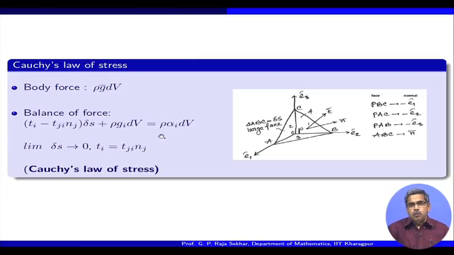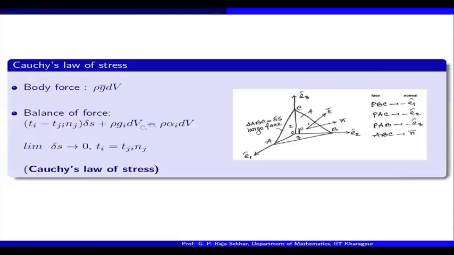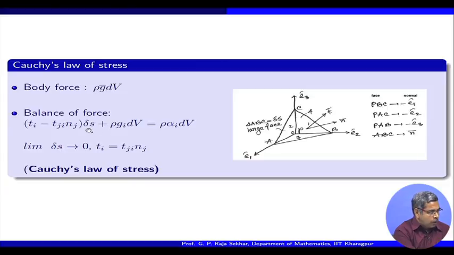As I indicated, what is the general technique of deriving? We assume that the volume is shrinking to a point. Therefore, we take the limit delta S approaching 0. You might be surprised at how we get this limit. What is this delta S? Delta S is the surface element. With respect to length scales, this is of order L squared, and this is a volume element.